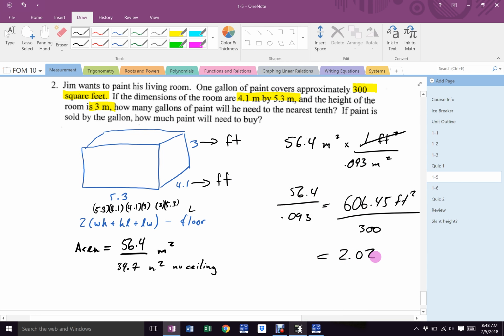Everyone agree? That answers the first question. Nearest tenth, 2.0. But I can only buy paint in gallons. I can't go to the hardware store and say, hey man, I need like 3 tablespoons of paint. So I really got to buy how many gallons of paint? 3 gallons, if I'm painting the ceiling. Everybody understand? The math is the same if I'm painting not the ceiling. I just do the same conversion. I'm just going to need less paint.